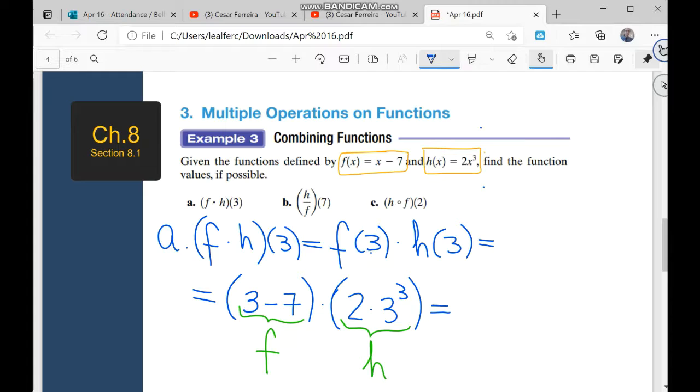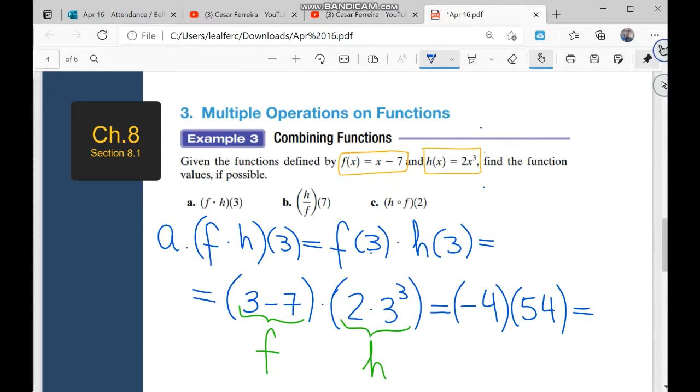Now you just need to calculate. You can use the calculator if you're not confident, or you can do it by head, but if you're not confident, use the calculator. 3 minus 7, negative 4. And 2 times 3 cubed. 3 cubed is 27. 27 times 2 is 54.